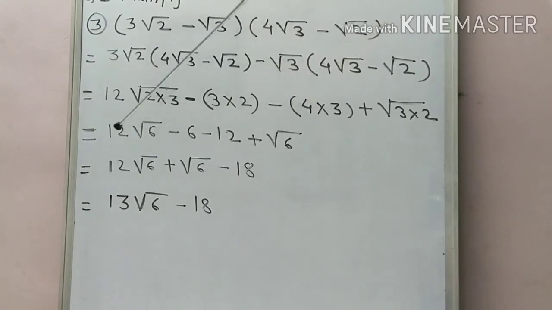12 root 6 and root 6 are like surds, so the addition is the rational numbers addition, 12 plus 1 is 13, root 6 as it is. Minus, because here equal sign, so addition of 12 and 6 is 18, and the minus sign as it is. 13 root 6 minus 18 is the answer. So for 2 mark questions, the example asked in the exam is multiply the surds.